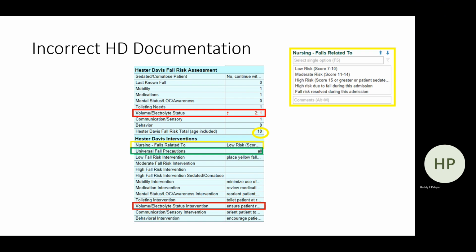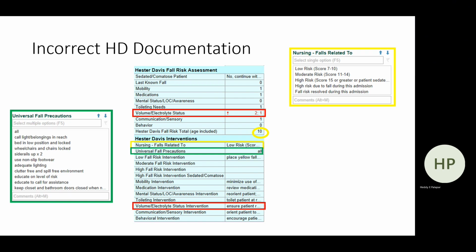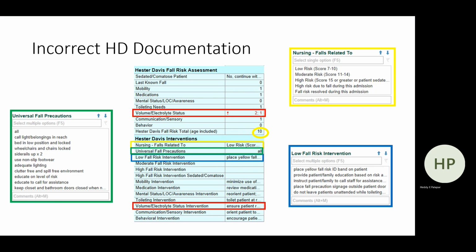Universal precautions, and low fall risk-specific interventions. The documentation in the purple section is incorrect.